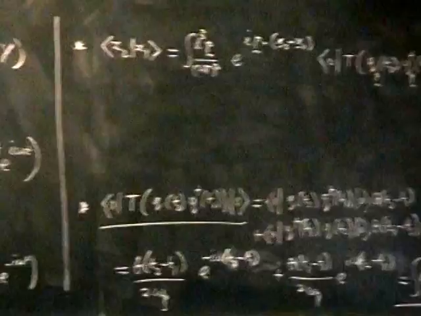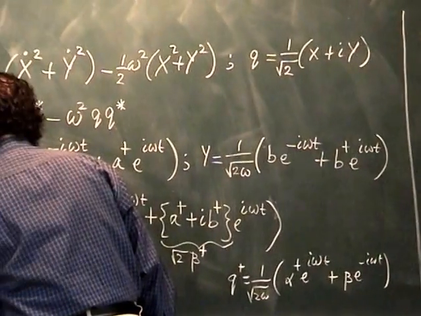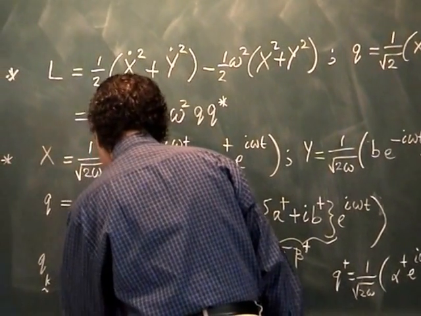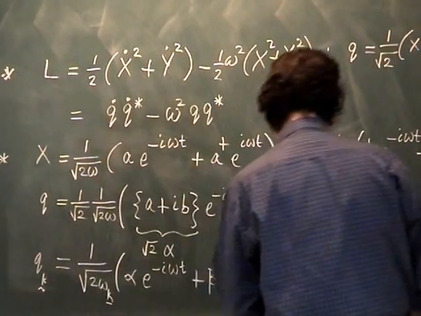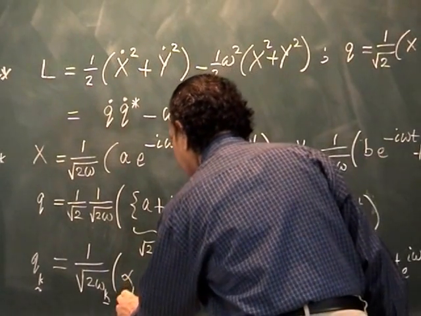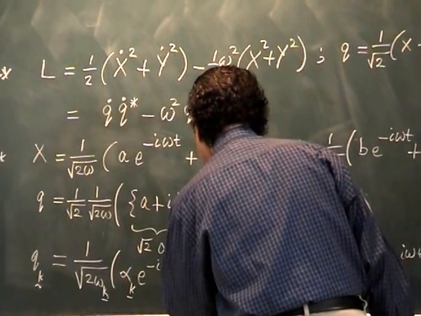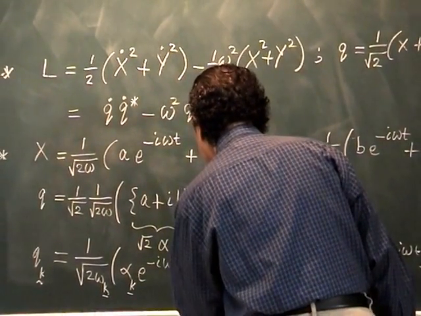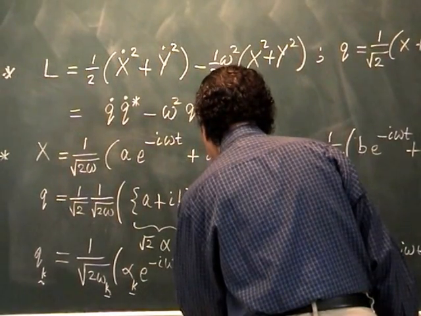We will change this definition to say that we are now going to deal with a q_k, where there is an omega_k and there is an alpha_k, of course, and a beta_k. This beta_k I will write as beta_minus_k.